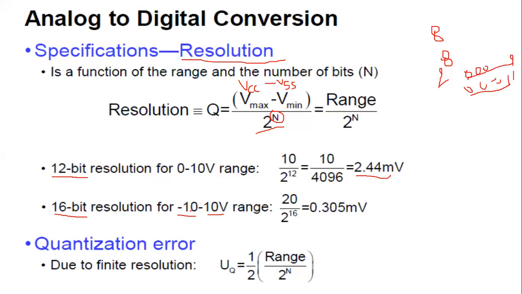Similarly, for another example, a 16-bit converter with voltage from minus 10 volts to plus 10 volts. The minimum voltage is minus 10 and the maximum voltage is plus 10. The total is 10 minus of minus 10, which gives 20. So 20 by 2 power 16 gives 0.305 millivolts.